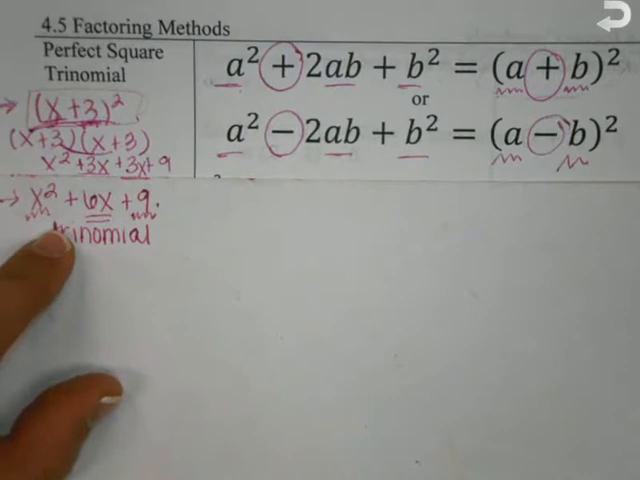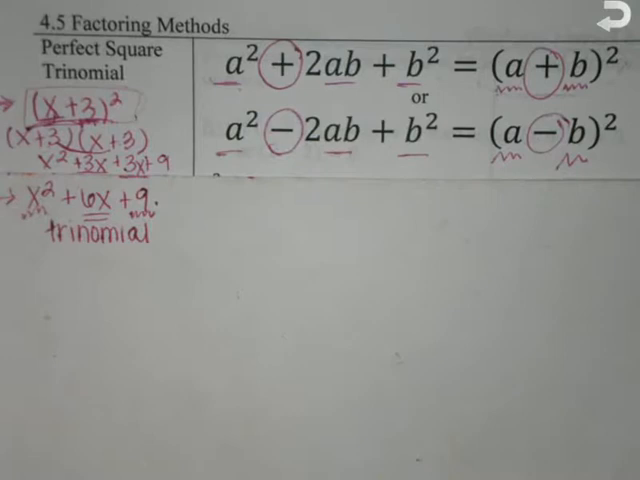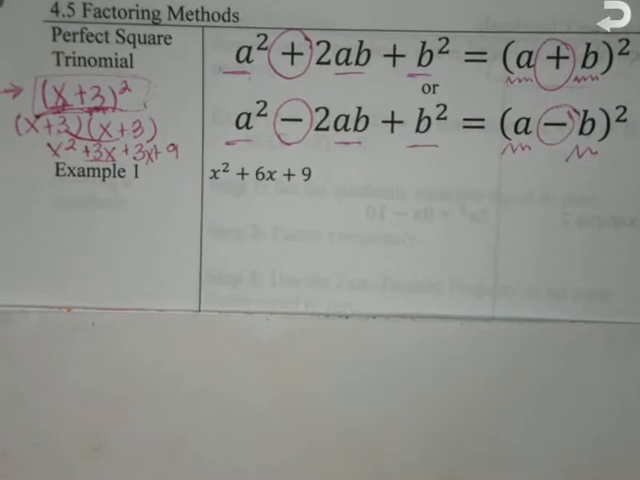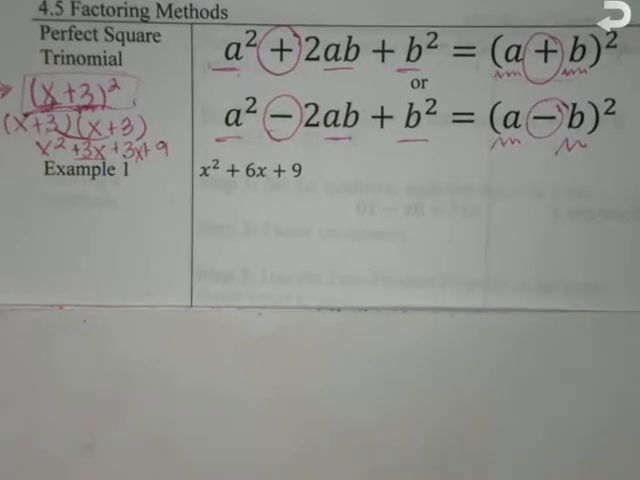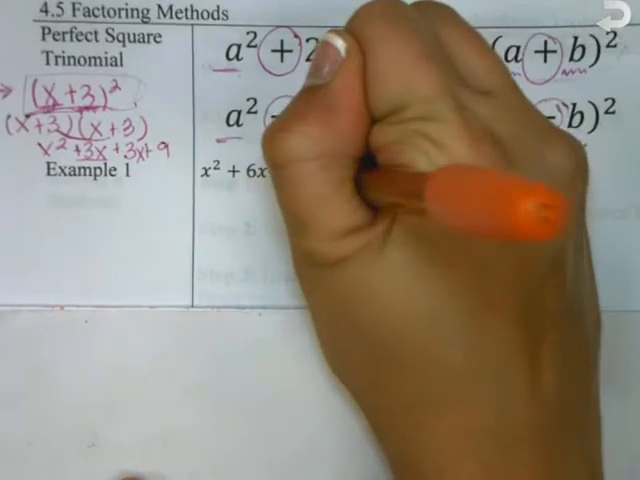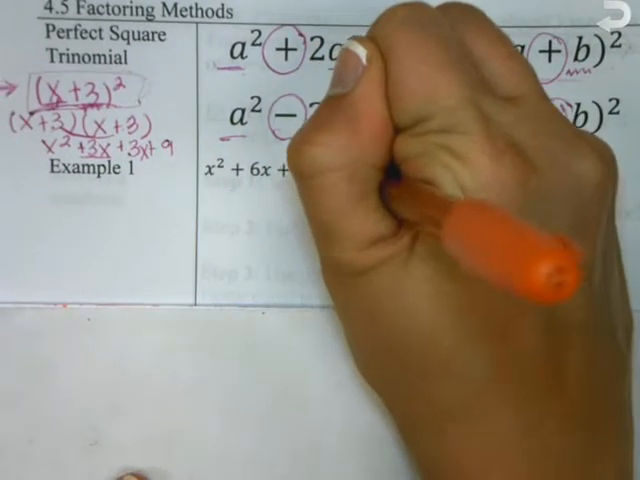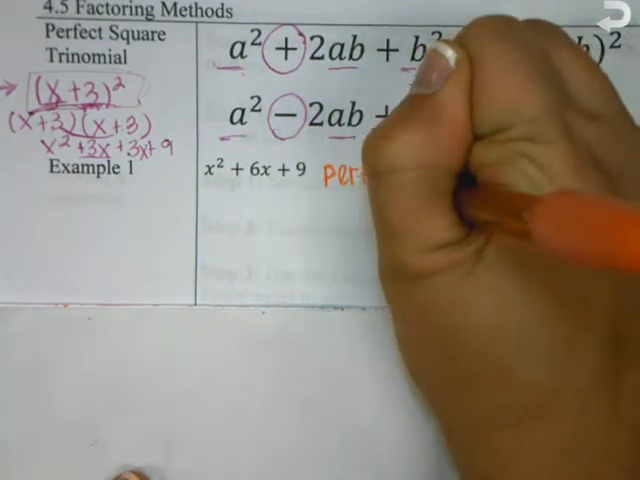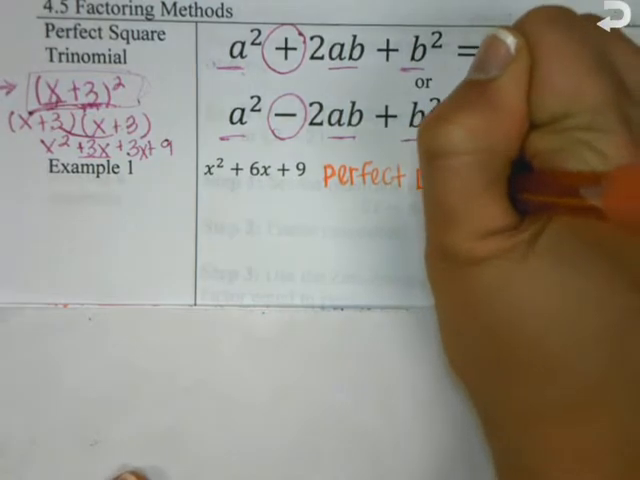It's a little tricky. Let's start with an easy one. So example 1: x squared plus 6x plus 9. That should look familiar, right? Let's do a test. I think it might be a perfect square tri. That's how I abbreviate it. So I'm going to write next to it perfect square tri. So I think it might be a perfect square trinomial.